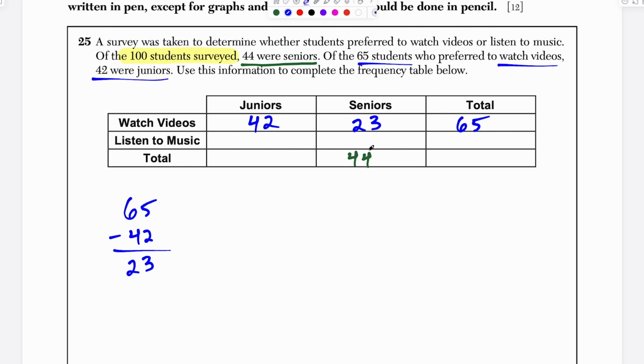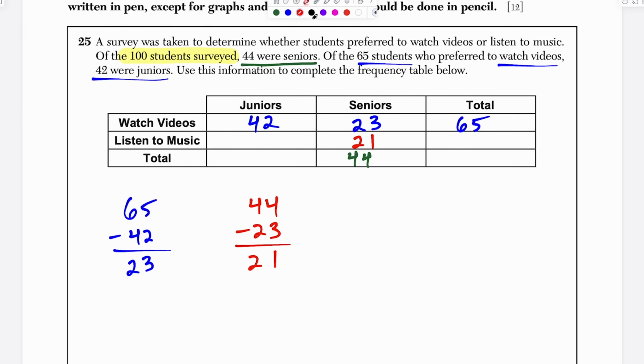Now we could find out how many seniors listen to music, because what we have here is the number of seniors that watch videos, and we have the total number of seniors. So if we do 44 minus 23, this gives us 21, and this tells us 21 seniors listen to music. And now we just continue from here.